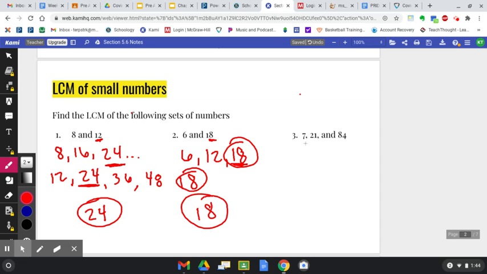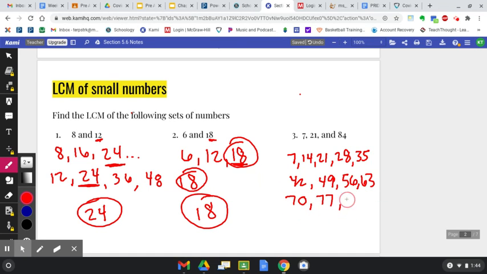Now, when we have three numbers, right, I can say start counting by 7, 14, 21, 28, 35, keep going, 42, 49, 56, 63, 70, 77, 84, right? I'm going to stop there because I see that I've matched that one.